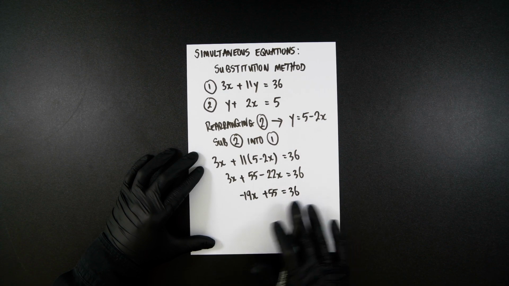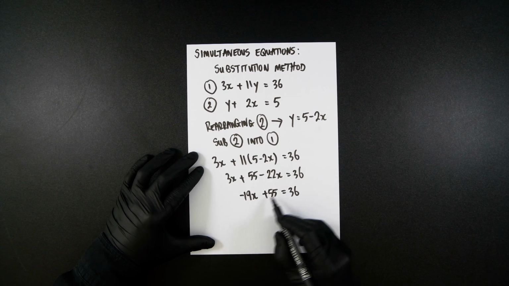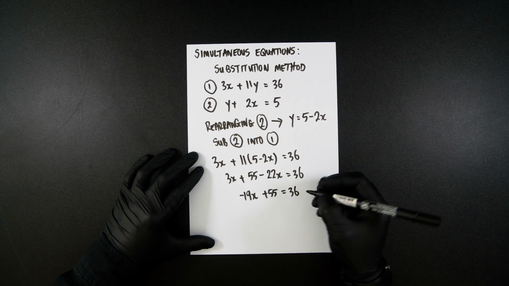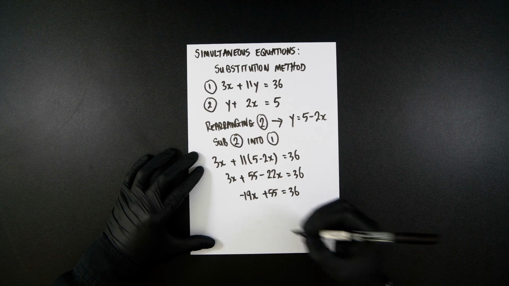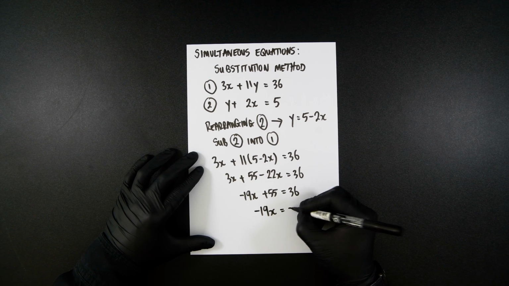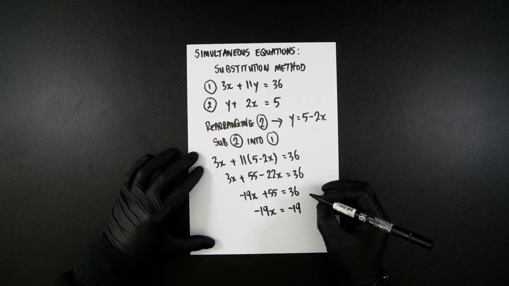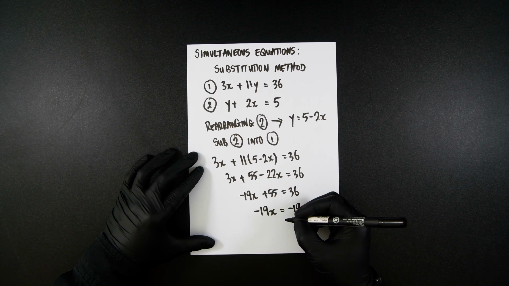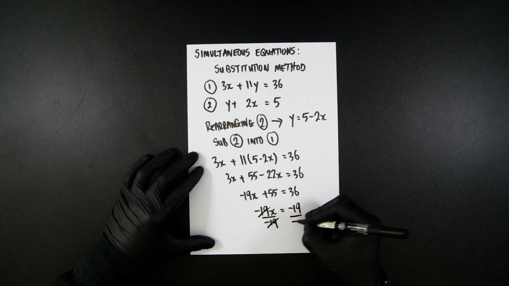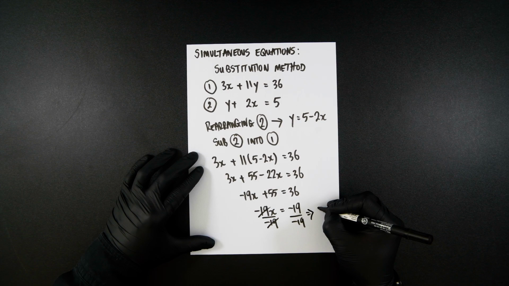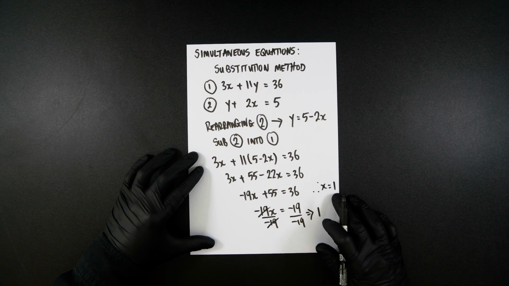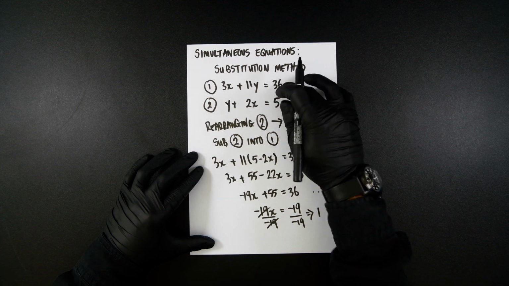If we subtract 55 from both sides, that would eliminate the 55 from the left-hand side, and you'll be left with 36 minus 55. 36 minus 55 is minus 19, so we're going to get minus 19x and minus 19 on the right-hand side. If we divide both sides by minus 19, this will cancel out, and this would equal 1. Therefore, x equals 1.